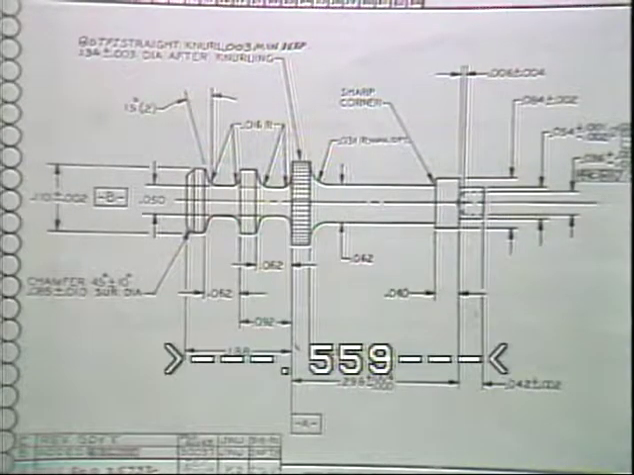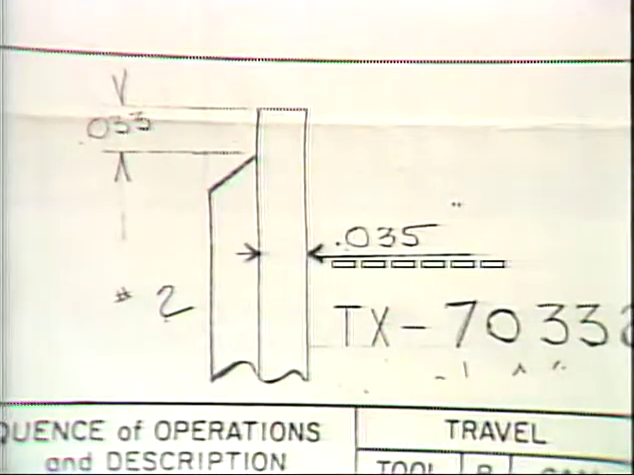The feed length can be found using your layout or part print. The feed length equals the total length of the part plus the width of the cutoff tool. For this sample part, the total feed length would equal 559 thousandths part length plus 35 thousandths cutoff tool width. The total feed length is 594 thousandths.